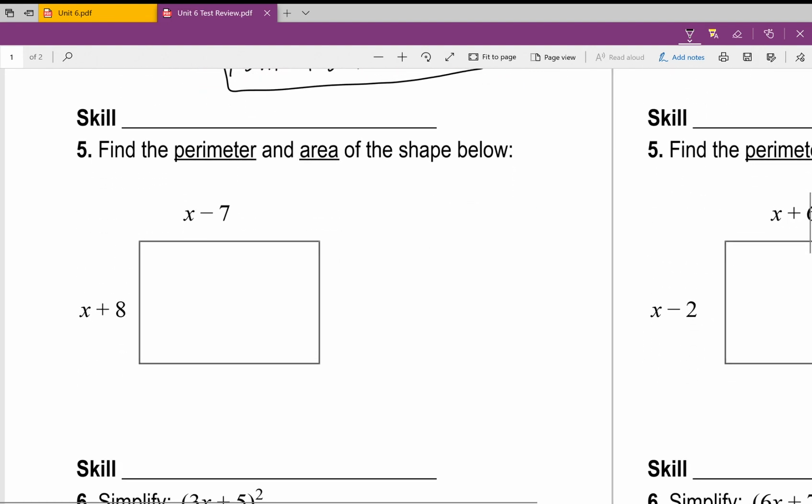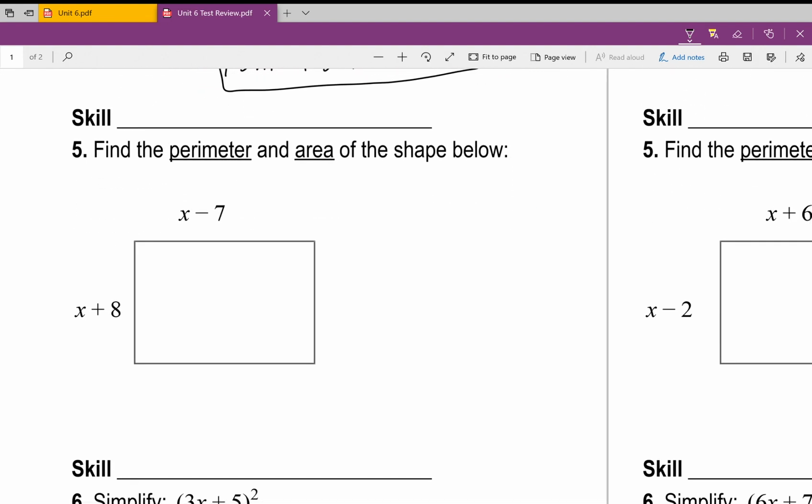Number 5, it wants us to find the perimeter and the area. So this is 2 skills right here. This is adding polynomials because of perimeter, and it's also double distribution because of finding the area.